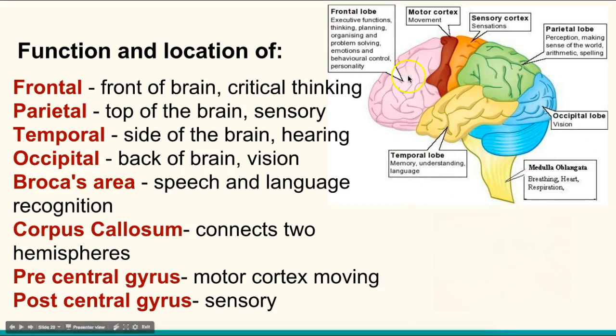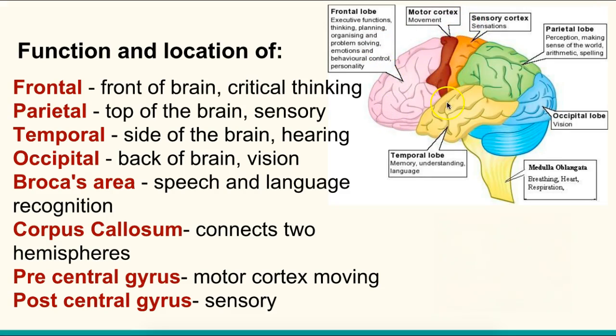So the frontal lobe in the pink, and you can see it's in charge of thinking, planning, organizing, problem solving. Also your emotions and behavioral control. So notice the word control. So that you have an emotion that makes you want to do something, like I want to throw your cell phone against the wall, but my frontal lobe tells me I can't do it.